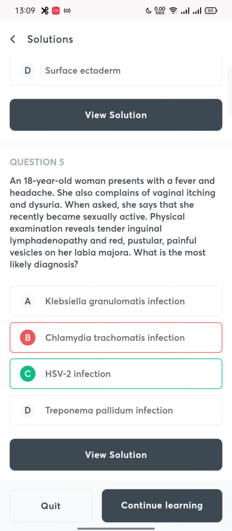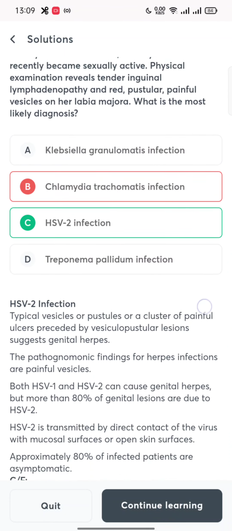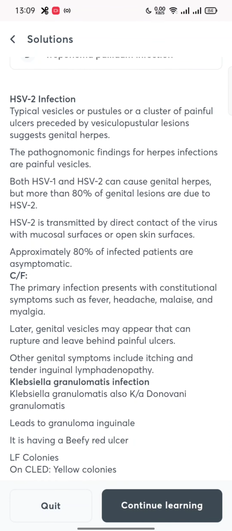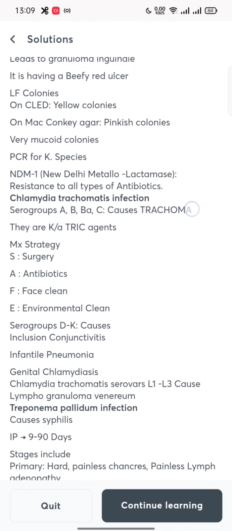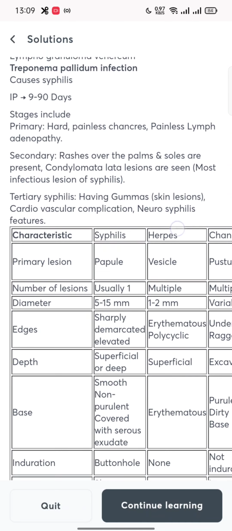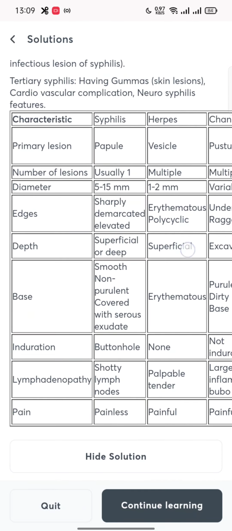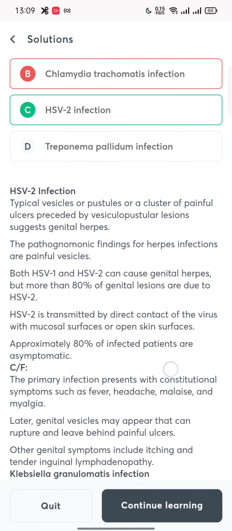So here I made a mistake. The answer will be herpes simplex virus 2 infection. So now let's read about herpes simplex virus infections. Okay, so these are the details of herpes simplex virus, and there is a chart below also. So let us go through all those points.